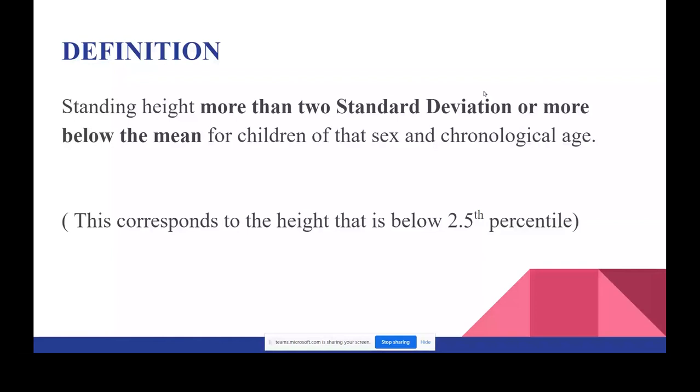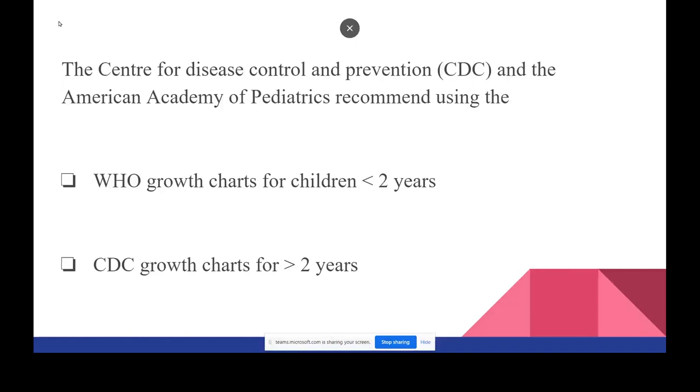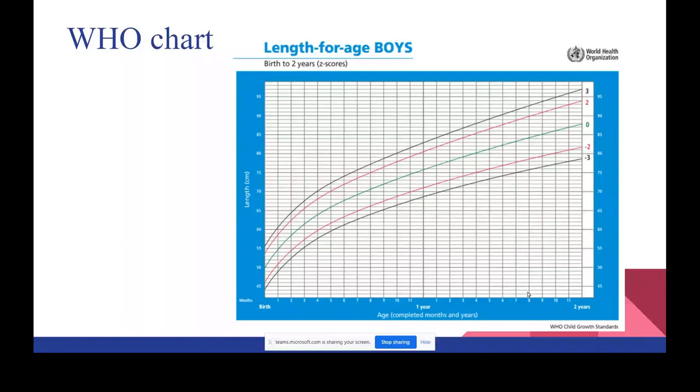The Center for Disease Control and Prevention and the American Academy of Pediatrics recommend using the WHO growth charts for children less than 2 years and the CDC charts for those more than 2 years. So what does it mean? We are quite familiar with this type of chart, the World Health Organization chart, which is appropriate for children from birth to 2 years. This is a graph of length for age for boys.